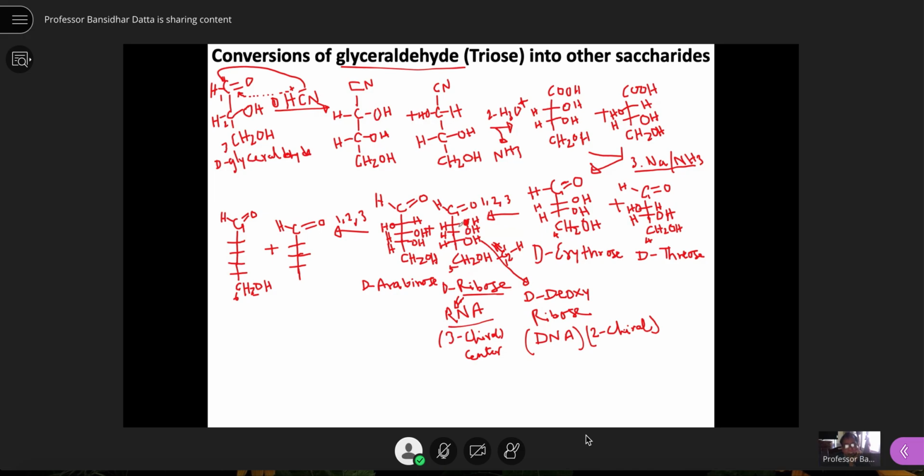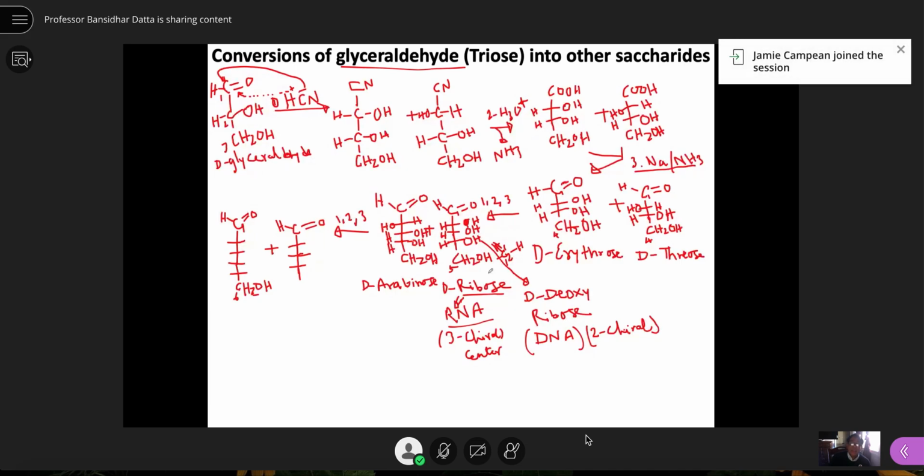D-ribose. This is the D-ribose, and this is the deoxyribose. So D-ribose has a hydroxyl group on the carbon number 2, while in deoxyribose the oxygen is gone, it is a hydrogen. It's called deoxy. De means remove, oxygen removed. So oxygen is removed, and it's a ribose backbone. So it's called deoxyribose.